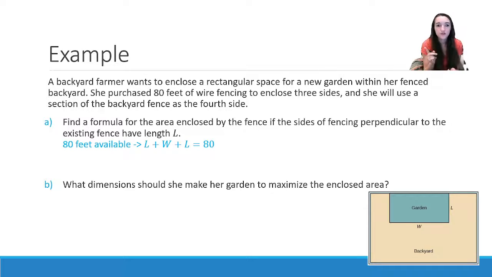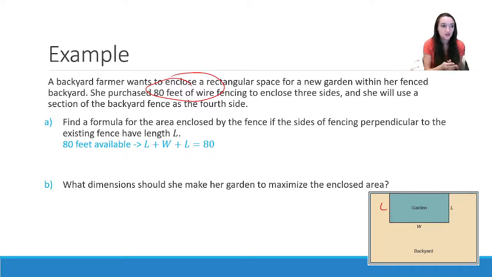Then we're told that one of these sides, probably the length side of our length and width equation, is going to be L, and we're going to call the other side width for the moment. But our goal is to get an equation in terms of L. In other words, we only want L in our final answer. So, what do we know? We know that there are 80 feet available, 80 feet of wire. So, we can say that our length plus width to make that perimeter has to be 80 feet. That's how much fencing we have to make these 3 sides.